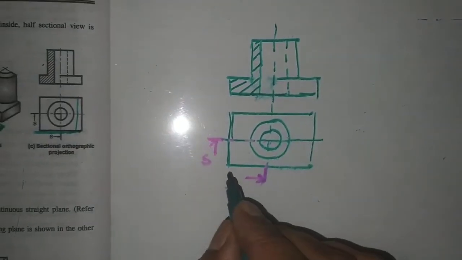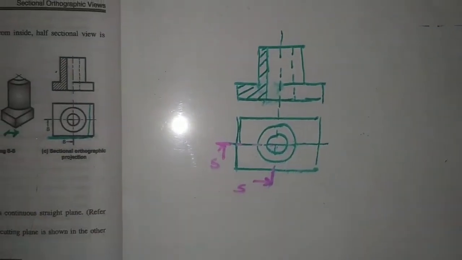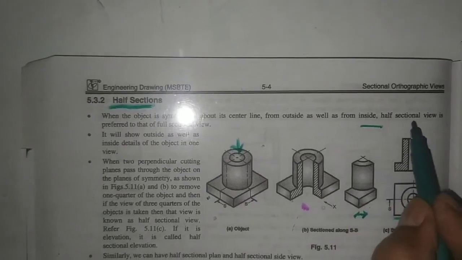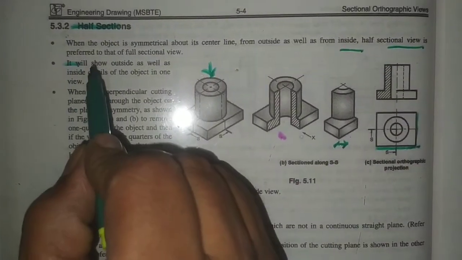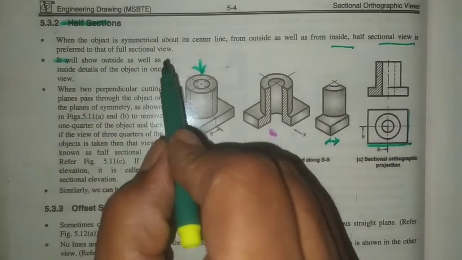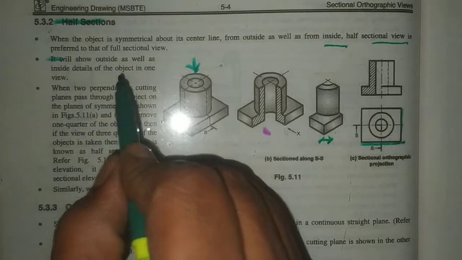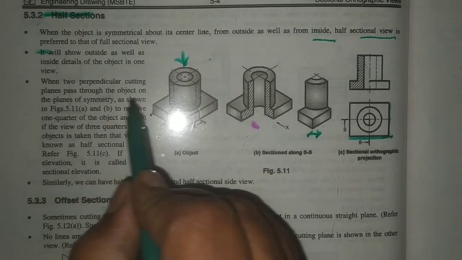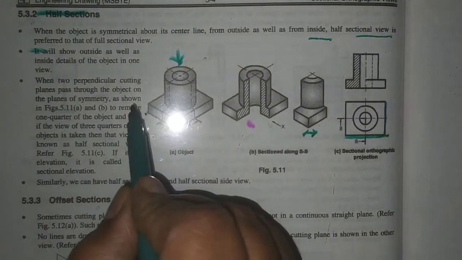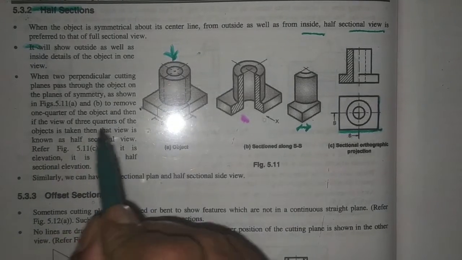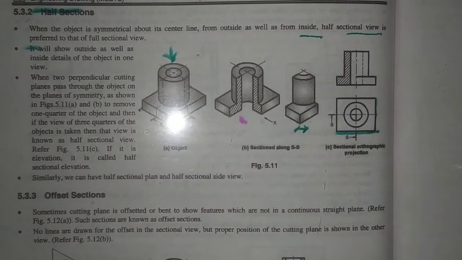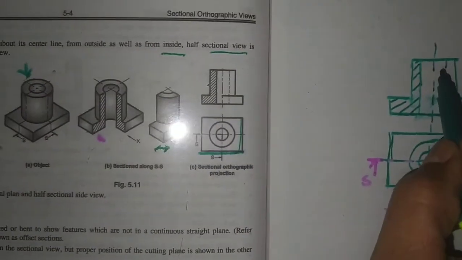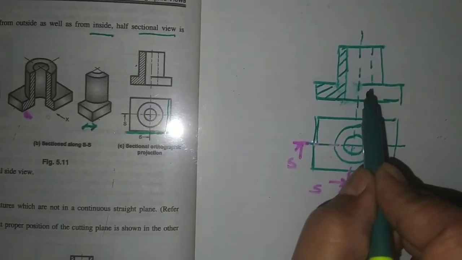What I want to say is that in the half section, when the object is symmetrical about its center from outside as well as from inside, a half sectional view is prepared instead of a full section. It will show the outside as well as inside details of the object in one view. When two perpendicular cutting planes pass through the object on the plane of symmetry, there is no effect on the top view, only the imaginary cutting plane is shown, and internal details we can obtain by the half section.